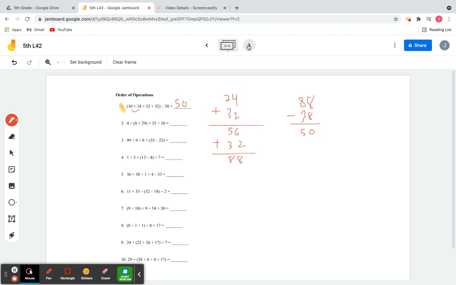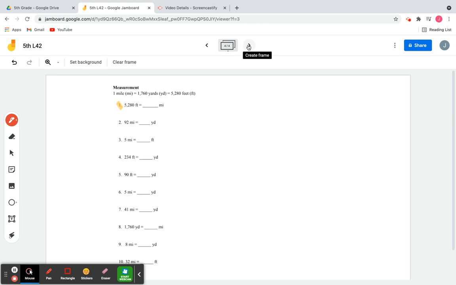Alright, so let's move on. And then we have measurement. So we're going to convert the units. 1 mile is equal to 1,760 yards, and it's also equal to 5,280 feet. So number 1, the question is asking for 5,280 feet in miles, and it's literally given here. So the final answer is going to be 1, right? Because these are all the same. So it was just an easy question.